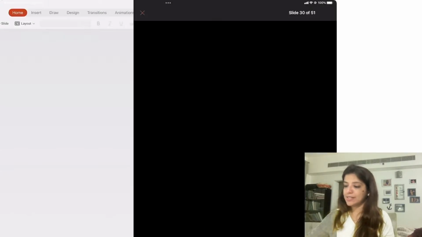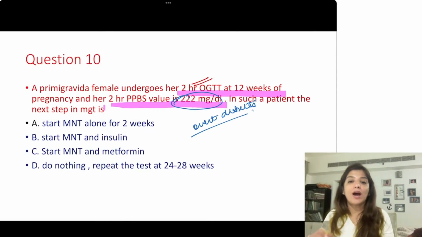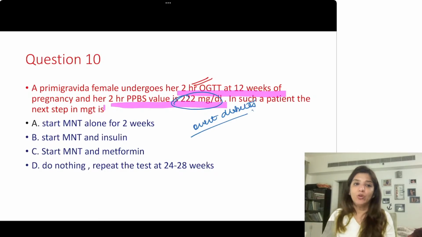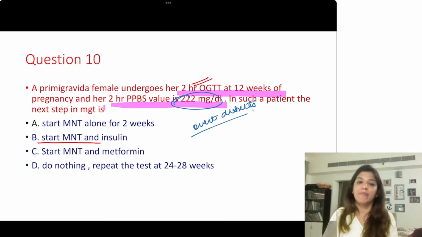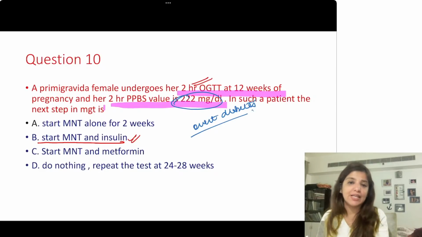Now your question is saying her 2-hour OGTT value at 12 weeks, the 2-hour PP, is 222 milligrams per dL. That means she's a case of overt diabetes. In overt diabetes, what is the management? In overt diabetes, management is MNT and insulin. So I'm going to start her on MNT and insulin. Metformin is never used in overt diabetes and you never start just MNT in overt diabetes. MNT and insulin is the treatment.